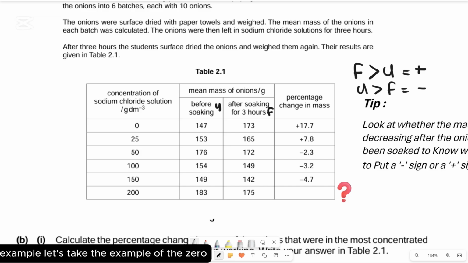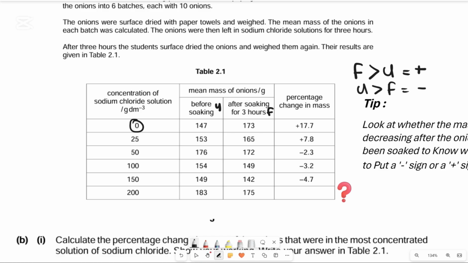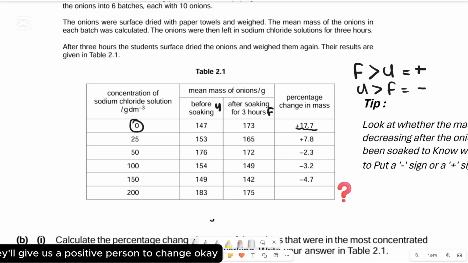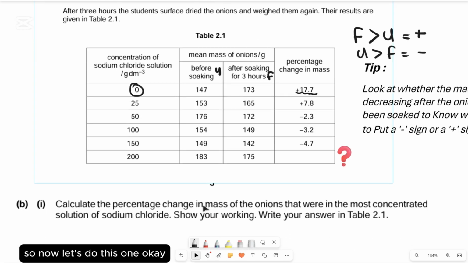So in this case, for example, let's take the example of the 0 concentration of sodium chloride. Before soaking it is 147, and after soaking it is 173. So the change is positive. So F is greater than U. So then it'll give us a positive percentage change. Okay, so now let's do this one.